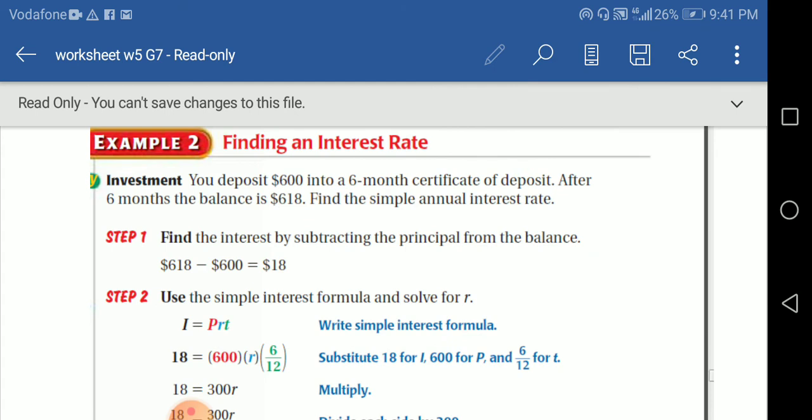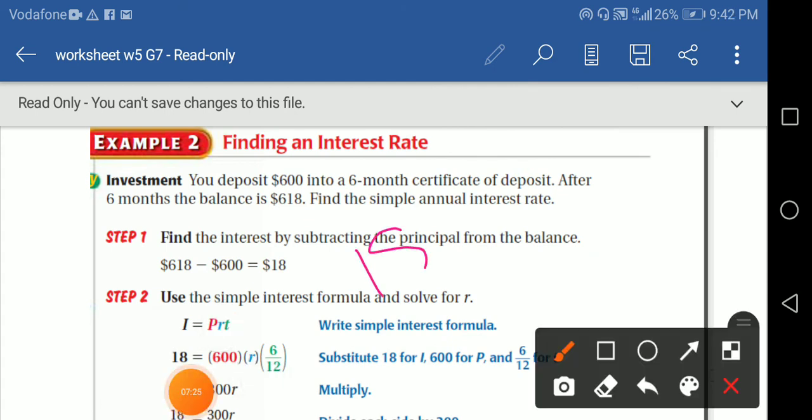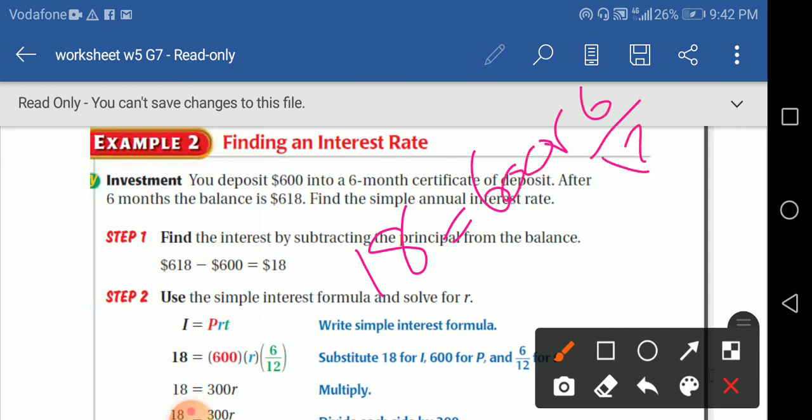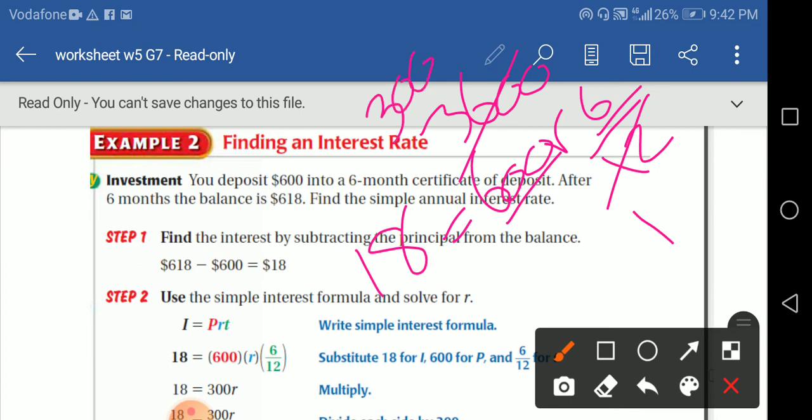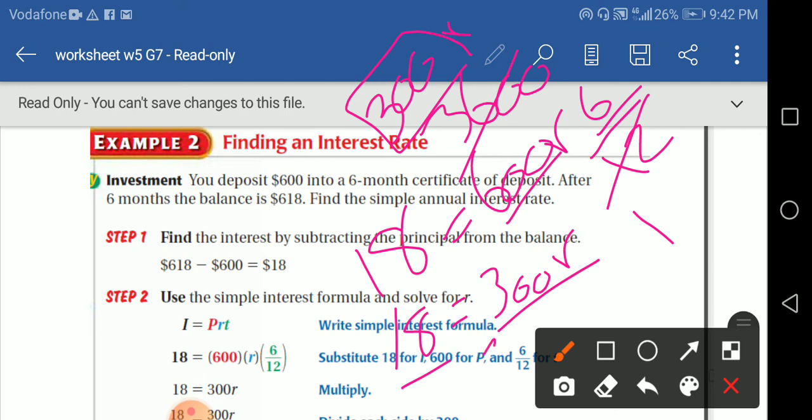So I got here 300 R. Okay, so again, to make it more clear, I have here 18 and I have here 600 R times 6 over 12. So I'm going to do what? Multiply 600 times 6 gives me 3600, divided by 12 gives me 1, divided by 12 36, divided by 12 3, and add the 2 zeros. So we got here 300 R. So 18 equals 300 R, so I'm going to divide both sides by the coefficient of R, not 18, the number beside R. So divided by 300, divided by 300.